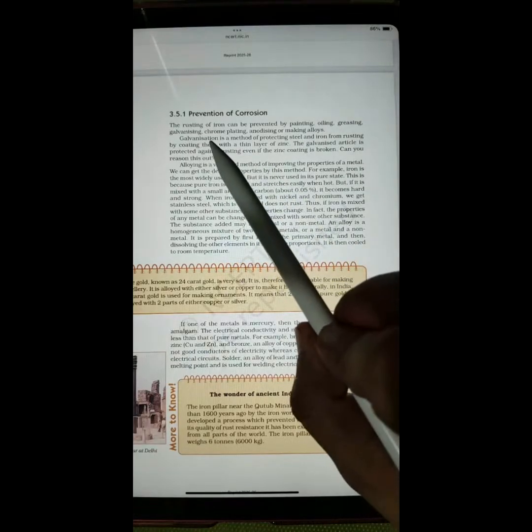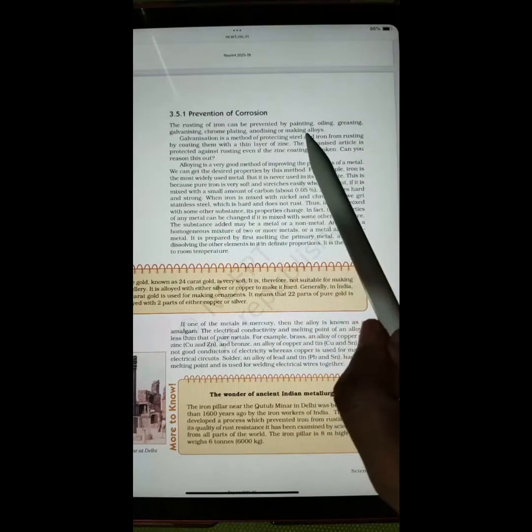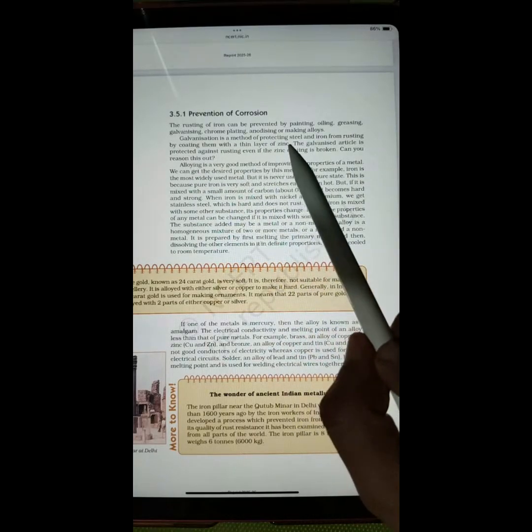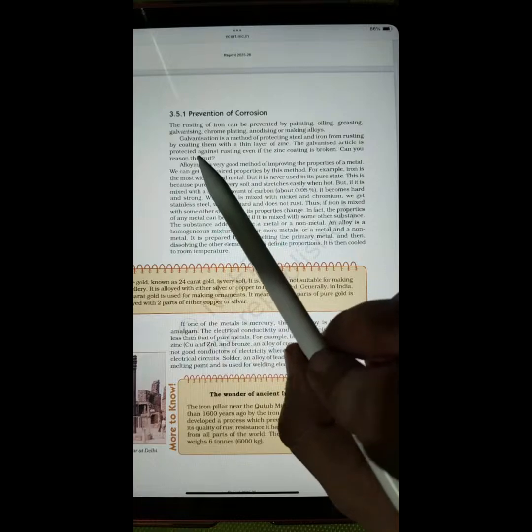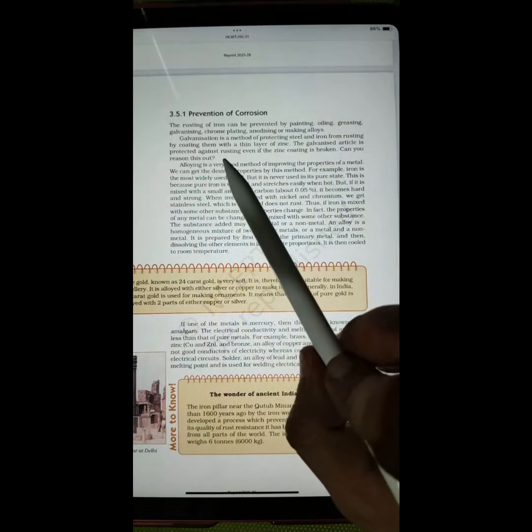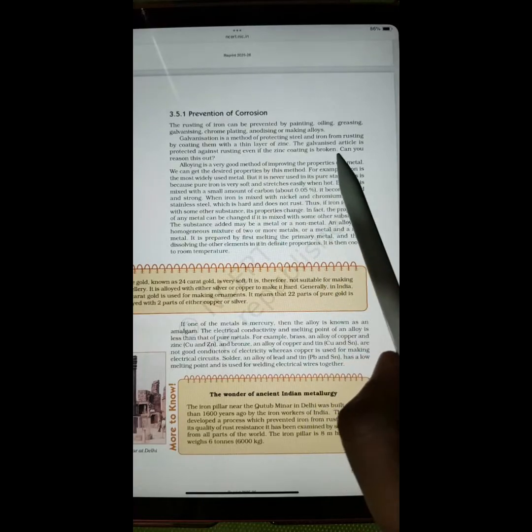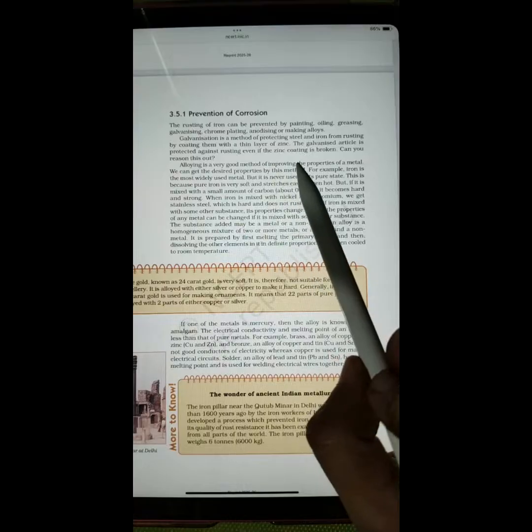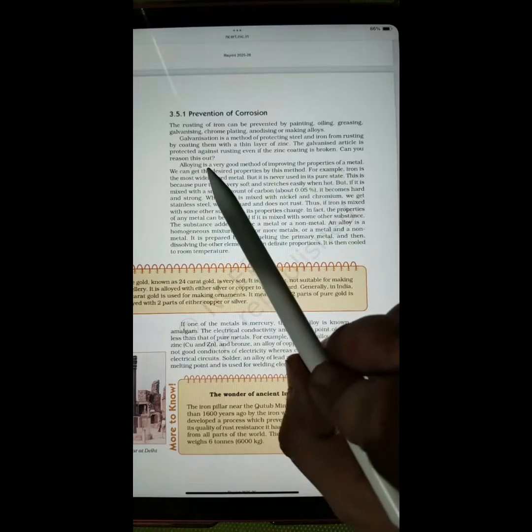Prevention of corrosion. The rusting of iron can be prevented by painting, oiling, greasing, galvanizing, chrome plating, anodizing, or by making alloys. Galvanization is a method of protecting steel and iron from rusting by coating them with a thin layer of zinc. The galvanized article is protected against rusting even if the zinc coating is broken. Can you reason this out?